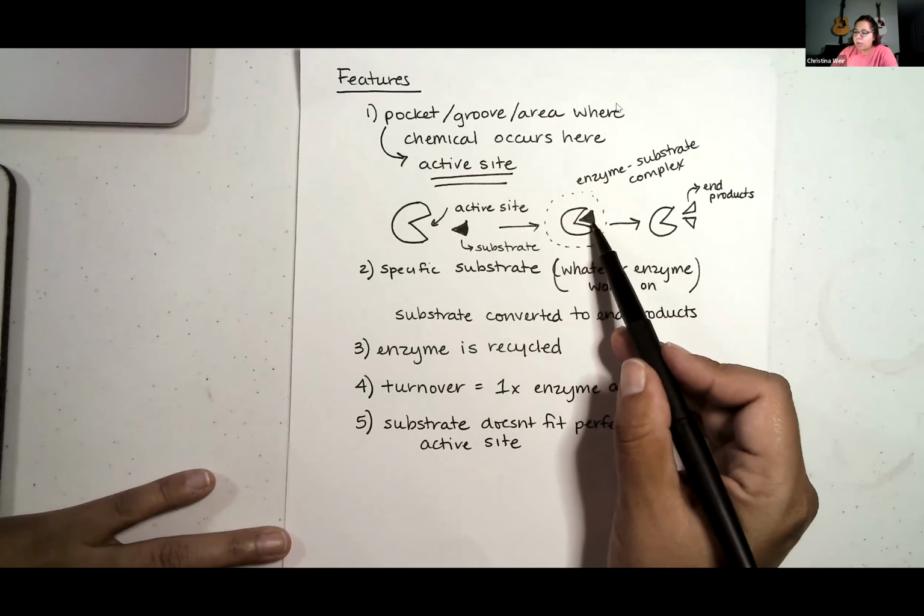So another feature of enzymes is that the substrate doesn't fit perfectly into the active site. The substrate has to force itself, or has to be forced actually, into the active site. And that process puts stress on those chemical bonds, makes them easier to break.